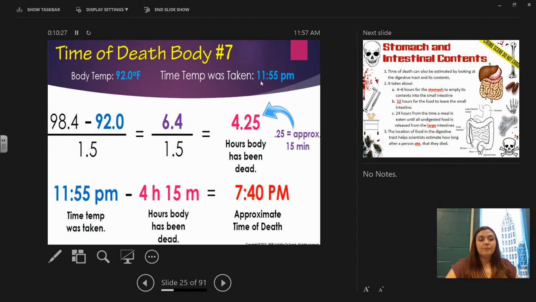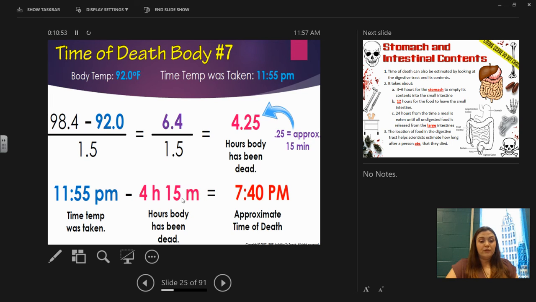So one more example. It says 11:55 p.m. is when we took the temperature. Their temperature was 92.0. So we take 98.4 minus 92.0. We get 6.4. Divide by 1.5, and you get 4.25. So we know it's 4 hours, but 0.25 means 1/4 of an hour, and 1/4 of an hour is 15 minutes. So that'd be 4 hours and 15 minutes. 4 hours, 15 minutes back from when we took it.